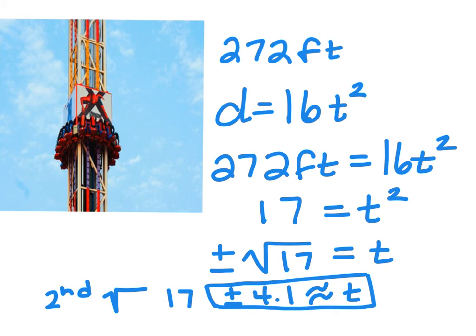Now we do have plus or minus, but does it make any sense for the time of a ride to be negative? No, not at all. So our final answer will be that the free fall takes about 4.1 seconds. Probably feels longer when you're on it, but 4.1 seconds is the mathematical answer.